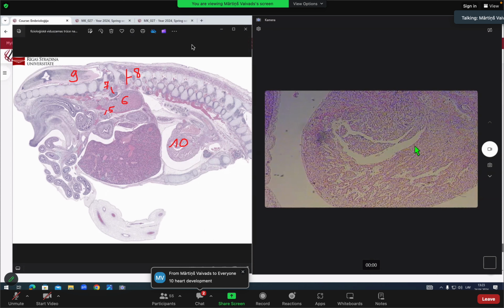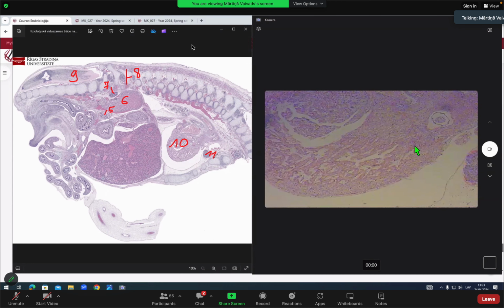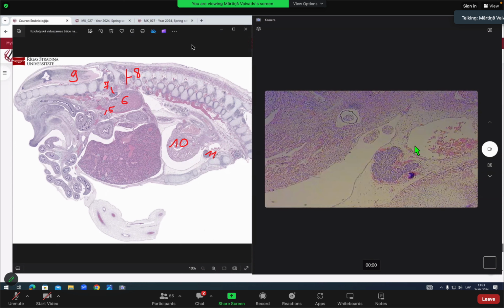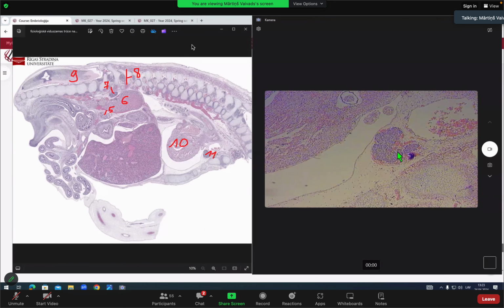In front of the heart, you see a very dark staining organ. If I move in the microscope, it will look like this. This is the thymus. So thymus development, developing thymus. It also appears very nicely in many slides. So thymus development is here.